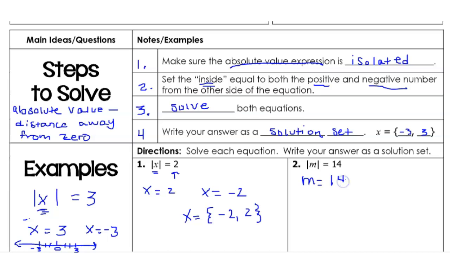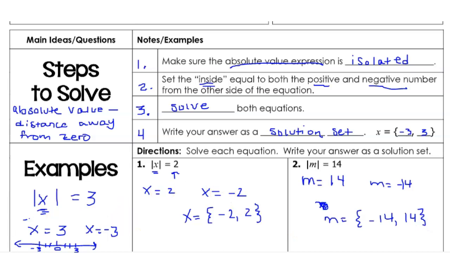And -14. Yeah, and -14. And I'm going to do my solution set. M equals my brackets, okay? And then I would have -14, 14. All right. Let's go to the next one.